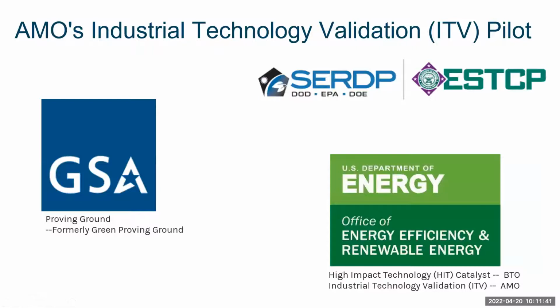And this program really wouldn't exist if it wasn't for the leadership of our colleagues across the federal government who run the programs that the Industrial Technology Validation Pilot is based on. This includes the GSA's Green Proving Ground program. This is a really successful program that has evaluated over 80 next generation building technologies in real world operational settings. And they've done a fantastic job showcasing the results. And we're really hoping to replicate what they have done in the industrial space.